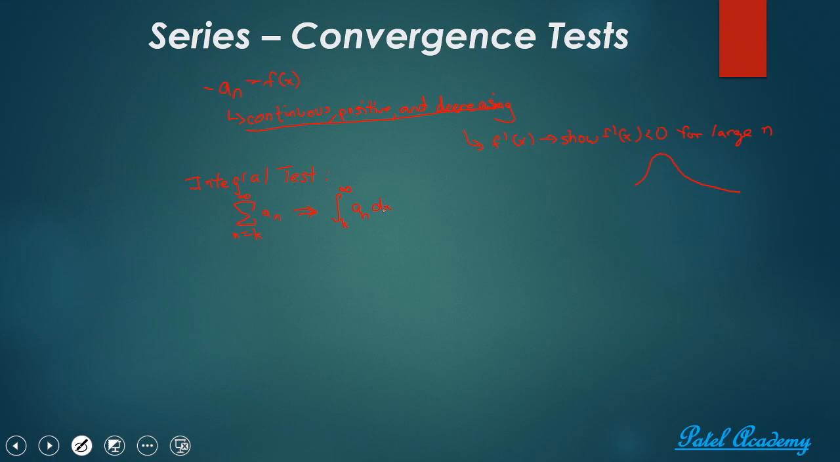And then you evaluate this. You figure out, using improper integrals, if the integral converges, then the series converges. But if the integral diverges, then the series will diverge. Alright, so that's fairly straightforward.